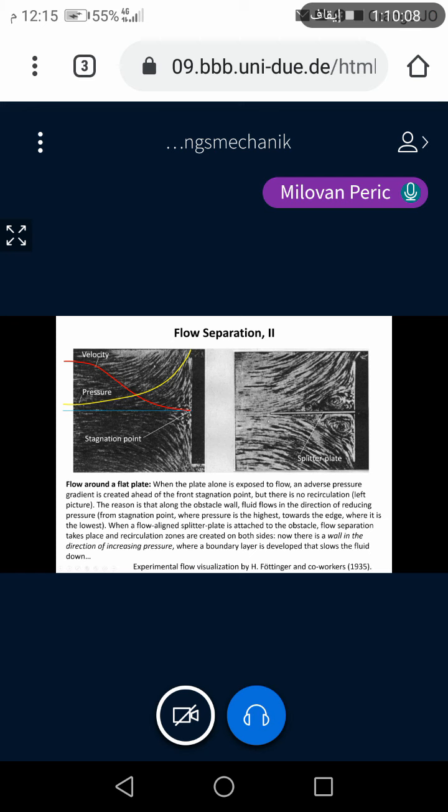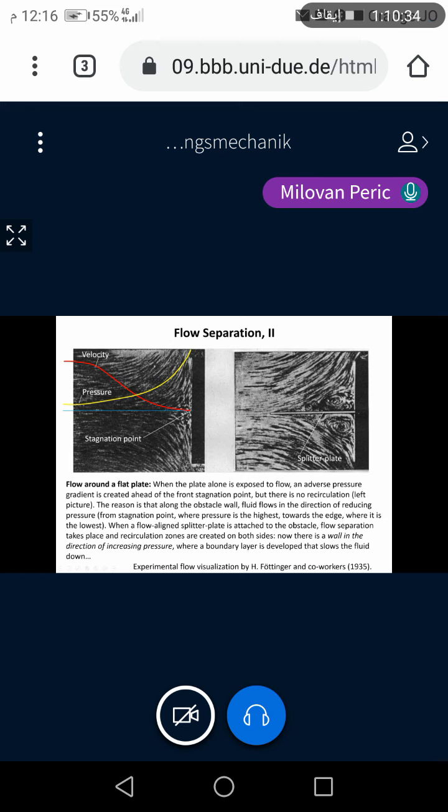On the right, a splitter plate has been added at the center of the plate here. So the black plate is the obstacle. The thin plate here is just added along this streamline here, which separates the part of the flow that goes above and the part of the flow that goes below. And what you see now is there are recirculations here.